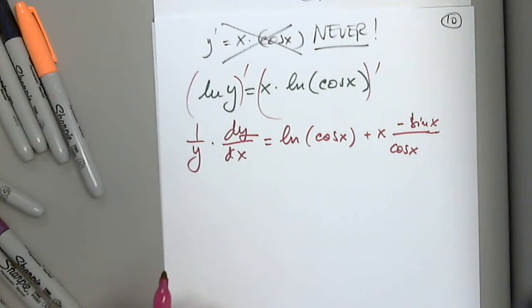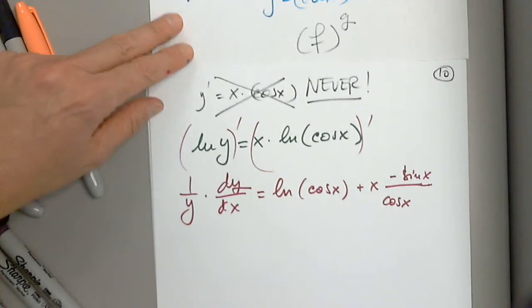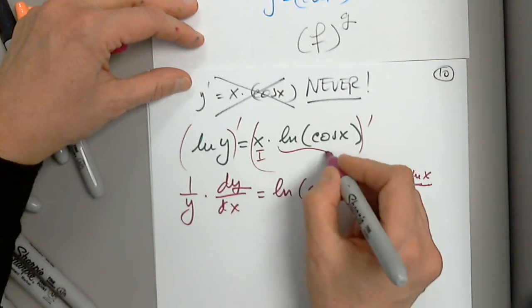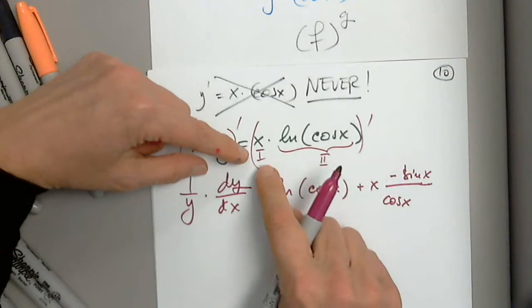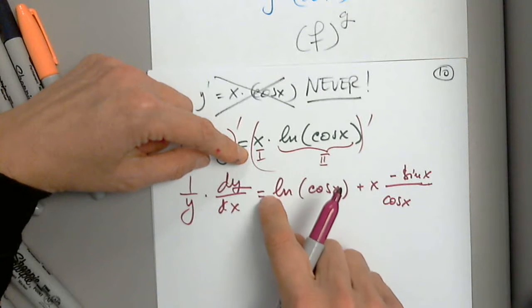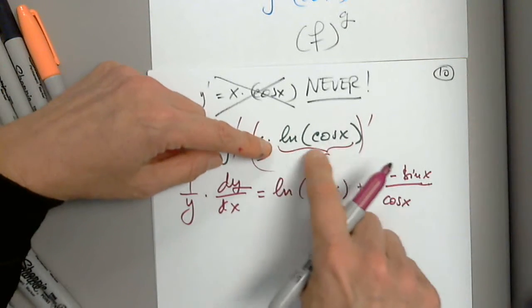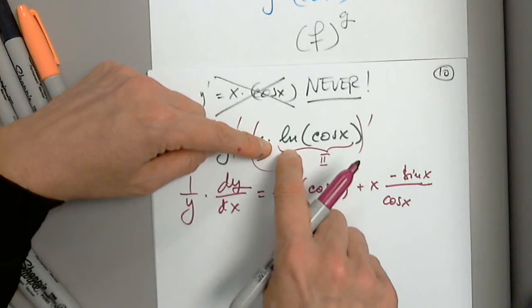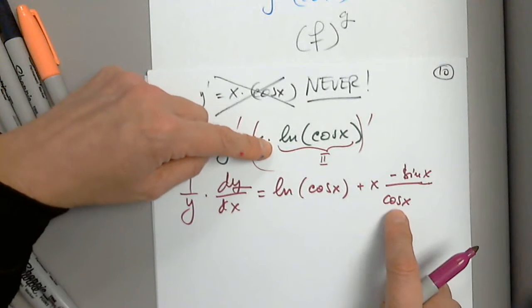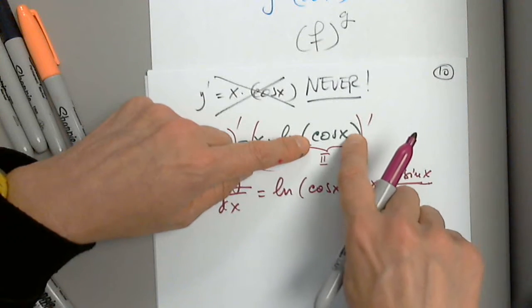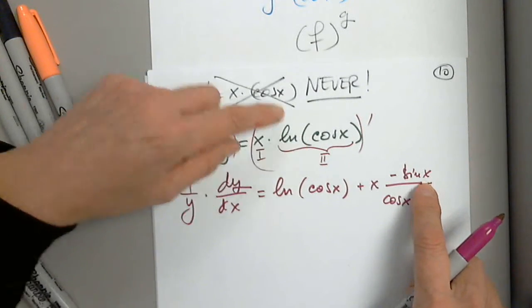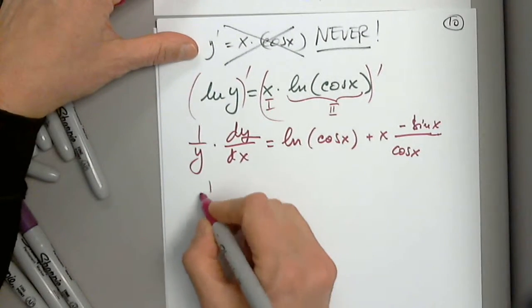So, any questions? Yes? Can you review how you got that? Yes. So this is function 1, and this is function 2. Okay. So x prime is 1 times the second function plus the first function times the second prime. I differentiate natural log as 1 over cosine, but then I have to differentiate cosine, which is negative sine. So let's write it one more time for everyone to see.